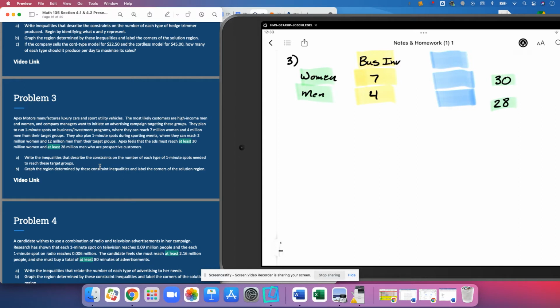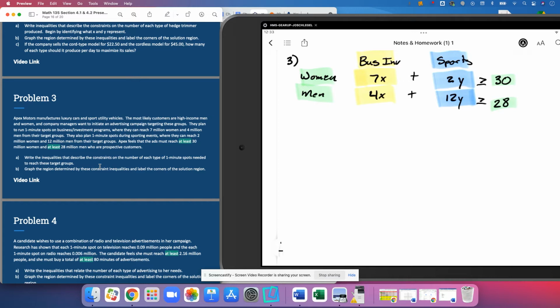programs. Then next, everyone, we have that they can do 1-minute spots at sporting events where they can reach 2 million women and 12 million men. So 2 million women and 12 million men in sports. So we do need to assign variables to these. We will go ahead and make the business investments X, and we will make the sports programs Y. And we need to remember that it was at least 30 million, so greater than or equal to, and at least 28 million, so again, greater than or equal to.